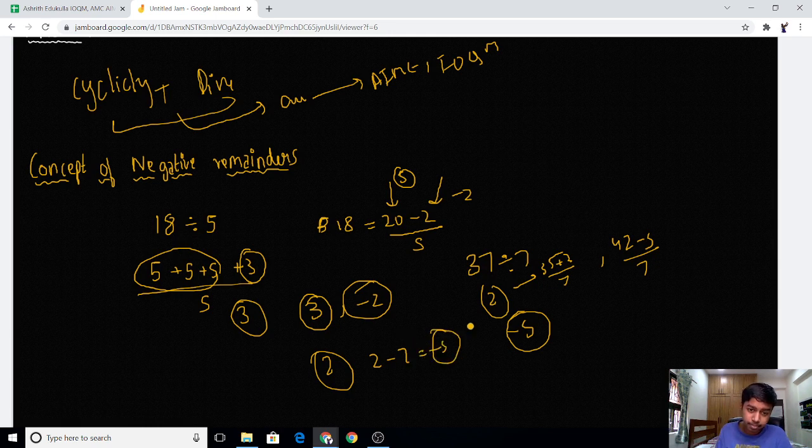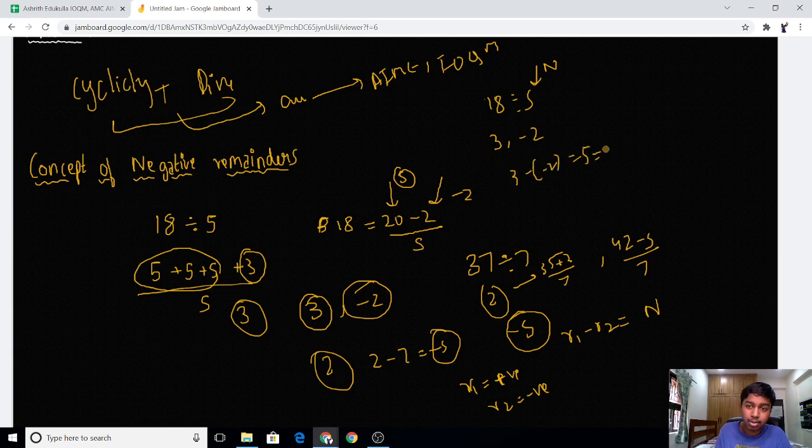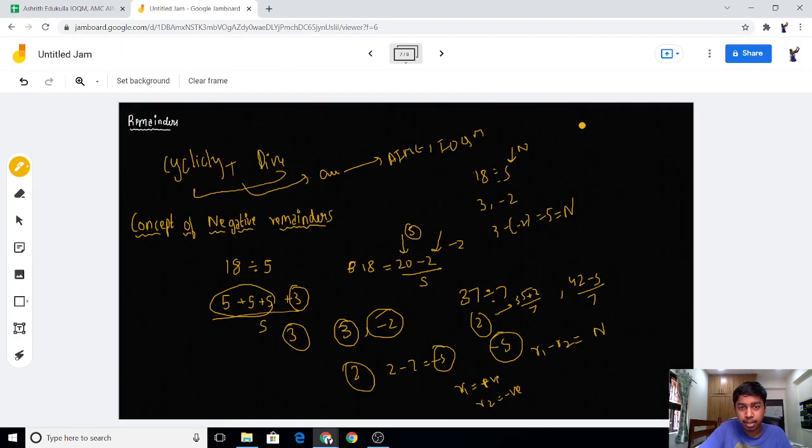And another one. Let R1 equal the positive remainder, and R2 equal the negative remainder, then R1 minus R2 equals n. For example, I have the number 18 and I'm dividing it by 5. The positive remainder is 3 and the negative remainder is minus 2, and 5 is my n. So 3 minus of minus 2 equals 5, and 5 equals n. So this is the concept of negative remainder, guys.